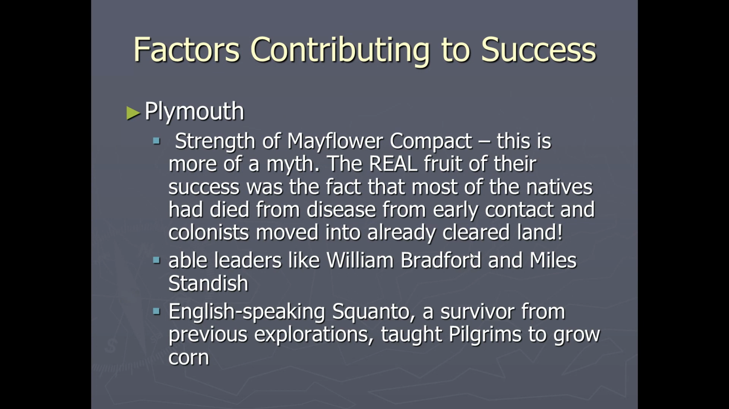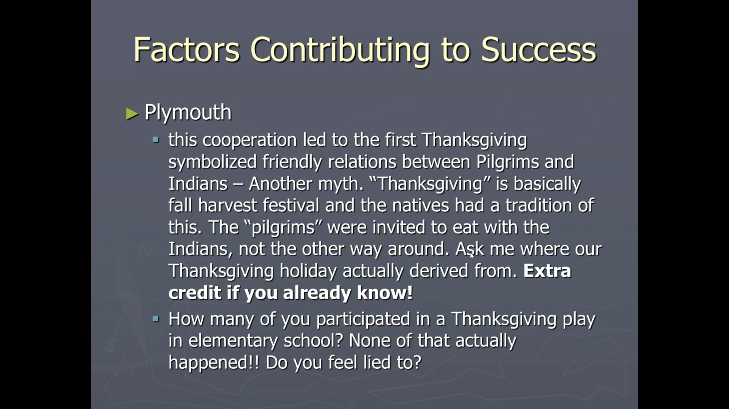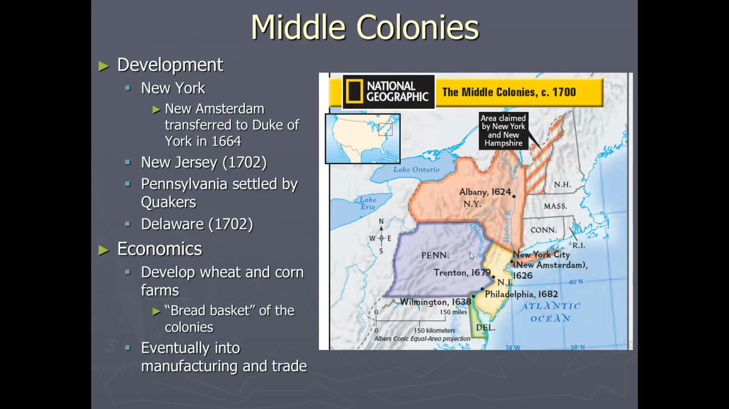And when they got there, there was already land cleared because the natives had already done it. Under the leadership of William Bradford and Miles Standish, and with the help of the Wampanoags and Squanto, they were able to learn to grow corn. Which leads to the first Thanksgiving. Now, for the extra credit, don't worry about that, obviously, because this is more of a lecture.